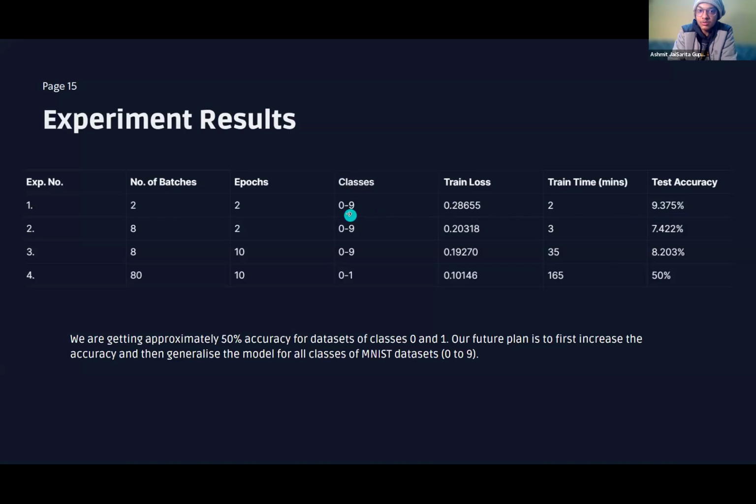So then we decided to switch to only 2 labels, binary labels 0 and 1. For binary classification, we got around 50% accuracy. Our future plan is to first increase this accuracy and then generalize it to all 10 labels. Can you move forward?